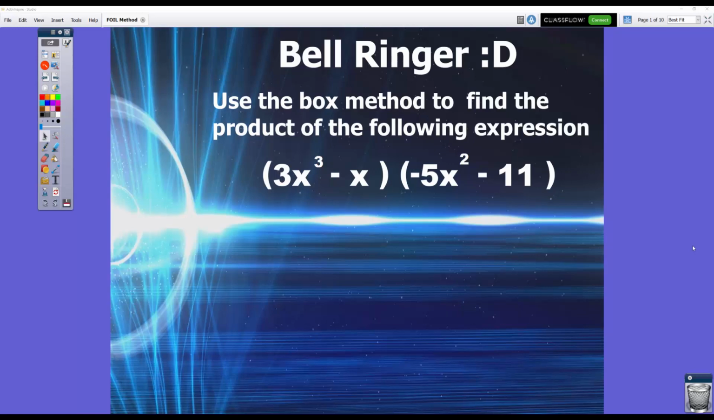Alright, let's give this a shot. This is attempt number 3 at making this video. The first time, my dogs decided to bark and the cat decided that he wanted to give his input as to how one should use the FOIL method.